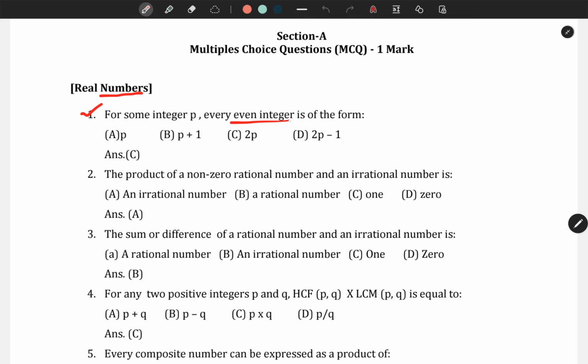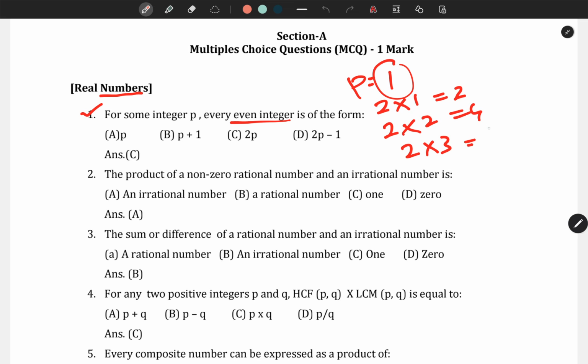supposing we take the integer 1, if we multiply it with 2, it's going to be even. 1 is odd, so if p is 1, multiplying with 2 gives an even number. If we take 2, two 2s are 4, and if we take 3 and multiply with 2, it's going to be 6. So we always get even numbers. Whenever you multiply any number with 2, it's going to be even. So for some integer p, every even integer will be in the form of 2p.